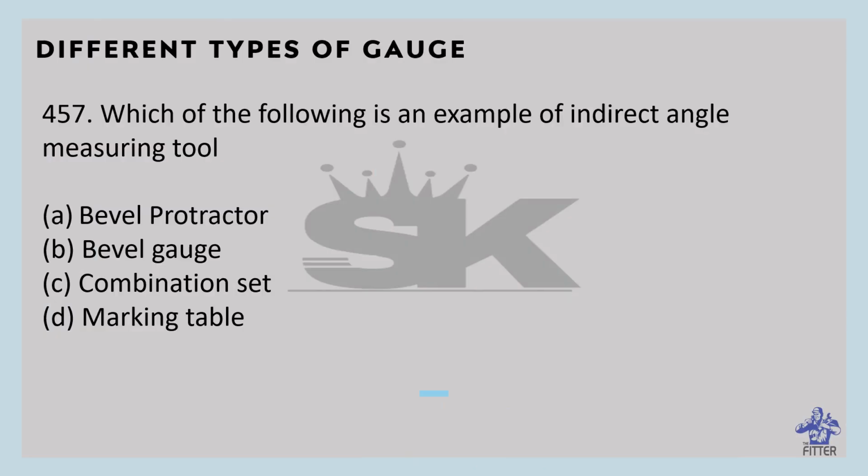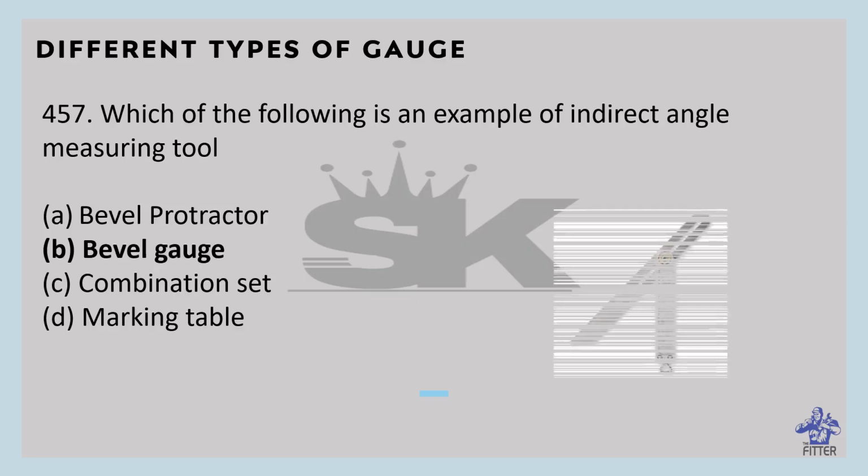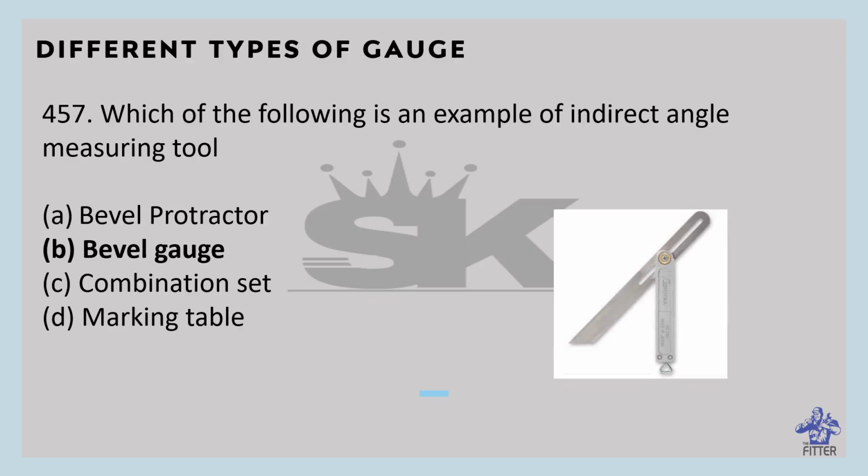Which of the following is an example of an indirect angle measuring tool? That is the bevel gauge. Okay, so you can see here in the image, that is the bevel gauge.